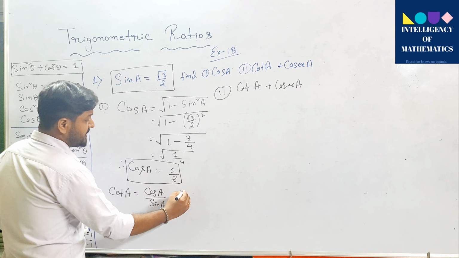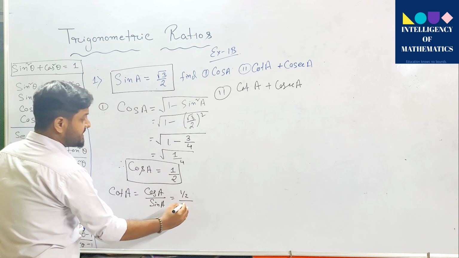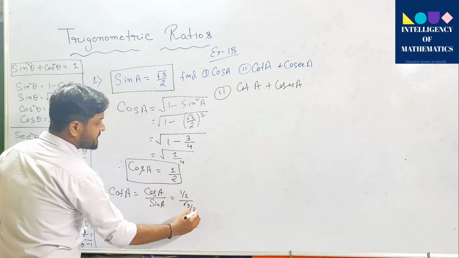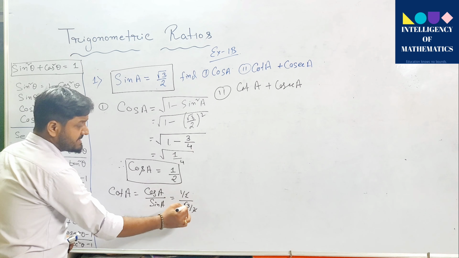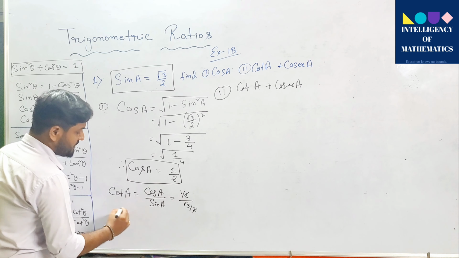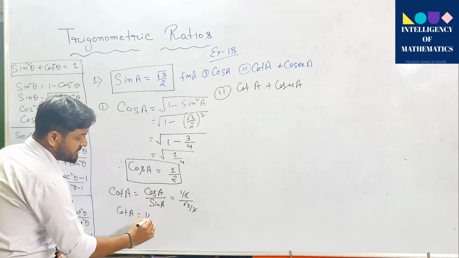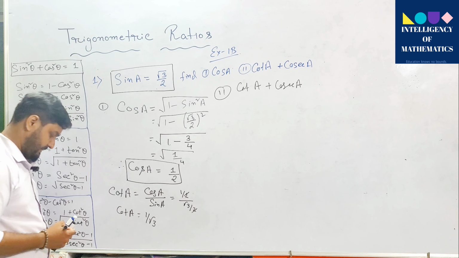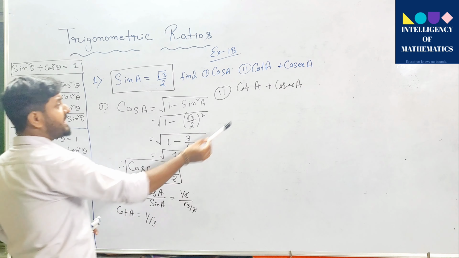Cos A's value we already got as 1 by 2, and sine A's value is given as root 3 by 2. So this 2 and this 2 will cancel. You will get cot A's value as 1 by root 3. Cot A we got. Now we have to find cosec A.